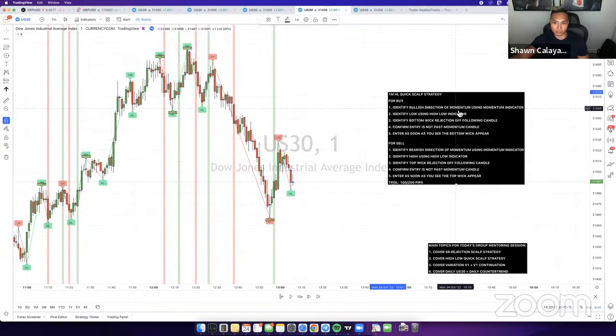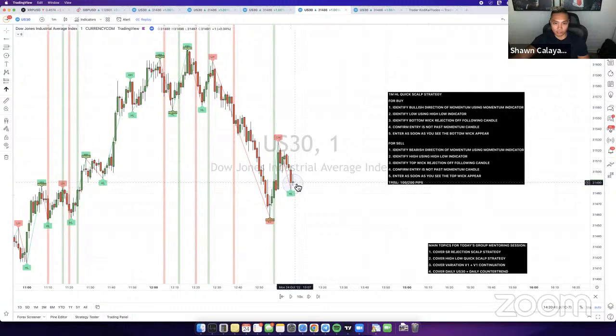First, identify bullish direction of momentum using the momentum indicator. We have a buy signal right here, so momentum is bullish. Second, you want to identify the low using the high-low indicator. We have a low right here, high right there. We don't care about the high because we're looking for buys, so we're looking for the lows. We have the low right here. For the third requirement, you want the bottom wick rejection off the following candle.